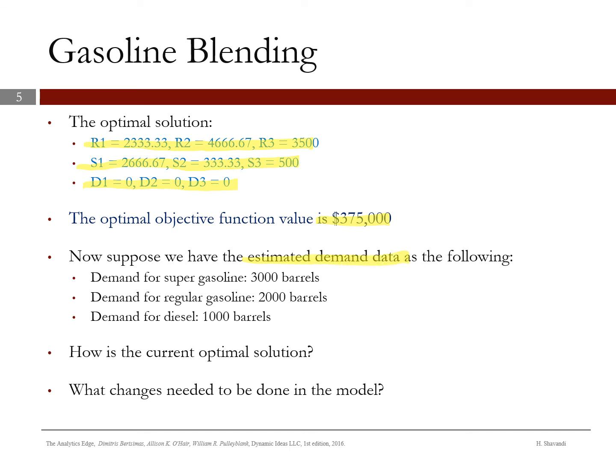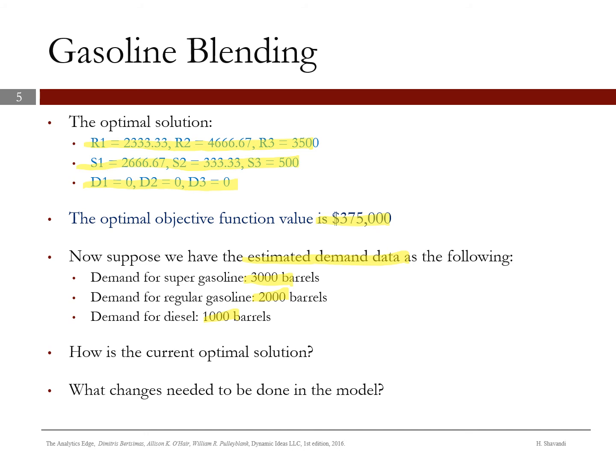Okay, so now suppose we have estimated the demand data. Again, we can use predictive models here to estimate the future demand. So this is our estimation here. The demand for super gasoline would be 3,000 barrels, the demand for regular gasoline, 2,000 barrels, and the demand for diesel, 1,000 barrels.